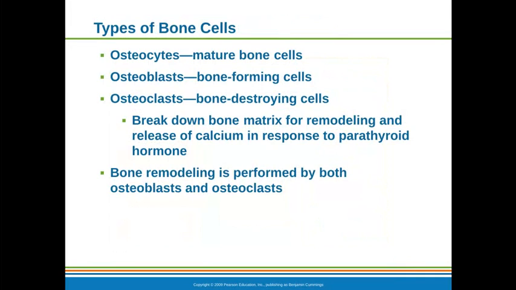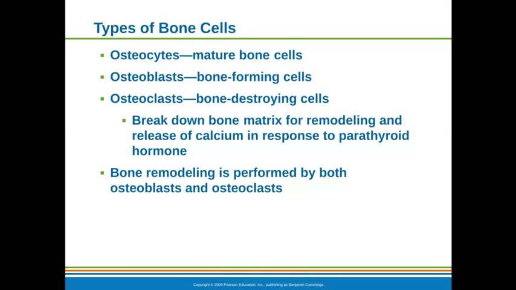Okay. Now, our types of bone cells, as we look at them as a whole, we have osteocytes. These are our mature bone cells. We have our osteoblast and osteoclast. Now, these are opposing types of cells. Osteoblasts are bone-forming cells. Osteoclasts are bone-destroying cells. So the question is, why do we need both?